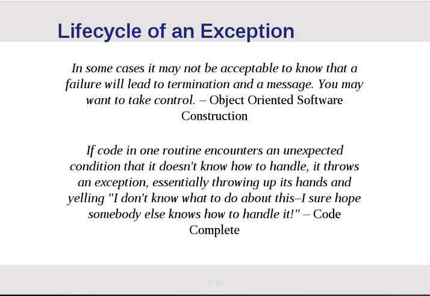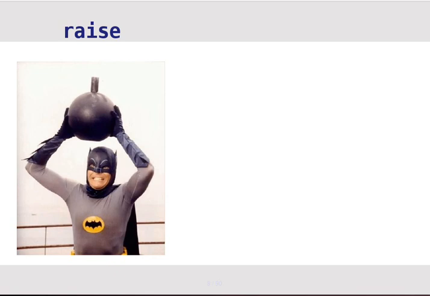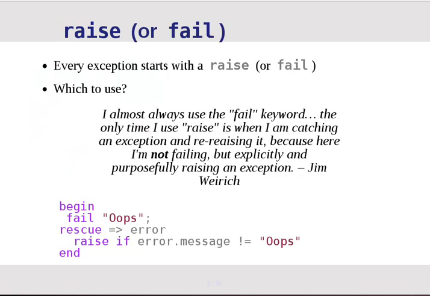I want to take you on a whirlwind tour of the life cycle of an exception in Ruby. It starts with raise. Every exception starts with a call to raise or fail. Raise and fail are synonyms in Ruby. They mean the exact same thing. They do the exact same thing.